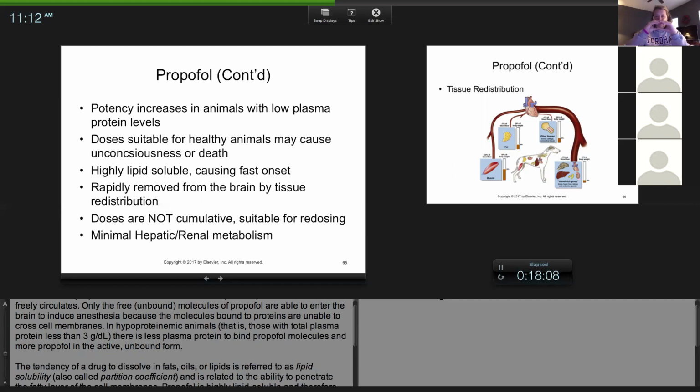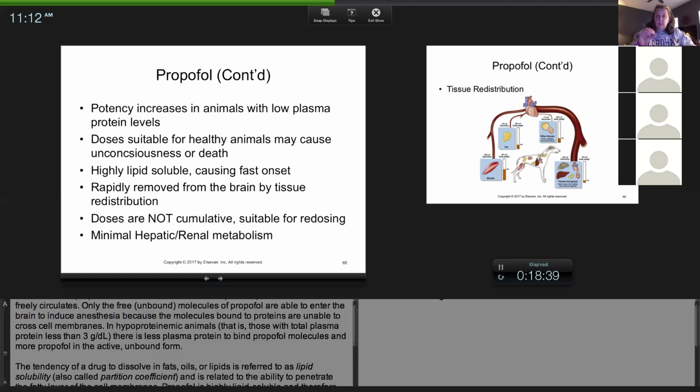If this is the vein and here's the brain, there's going to be some drug that is bound to protein. Protein doesn't fit through the little holes or the fenestrations in the capillaries. When a drug is bound to protein, it tends to remain in the blood vessel with the protein. Now, some drug is what is called free drug. If it's unbound, that means it's free to travel through the fenestrations and penetrate the brain.